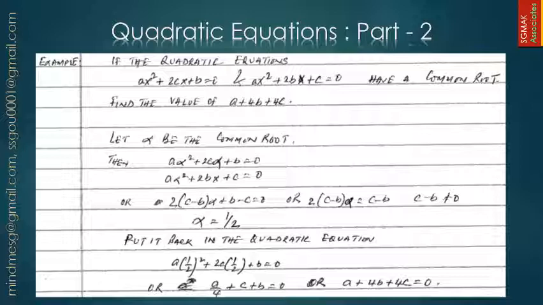So that's what we're looking for. The problem says what is the value of a plus 4b plus 4c, and the value equals 0.